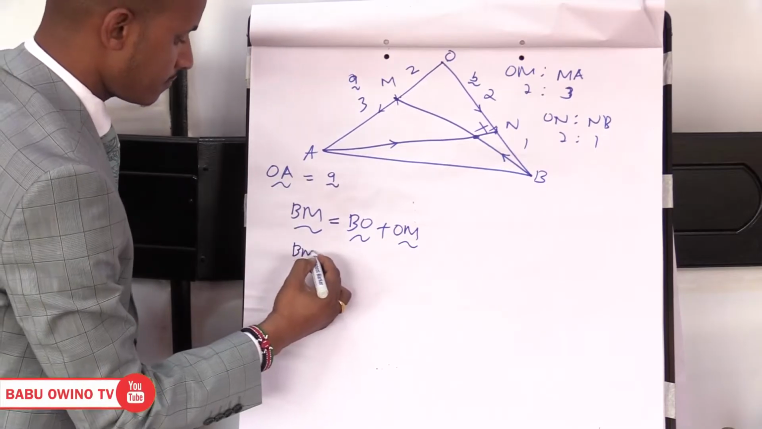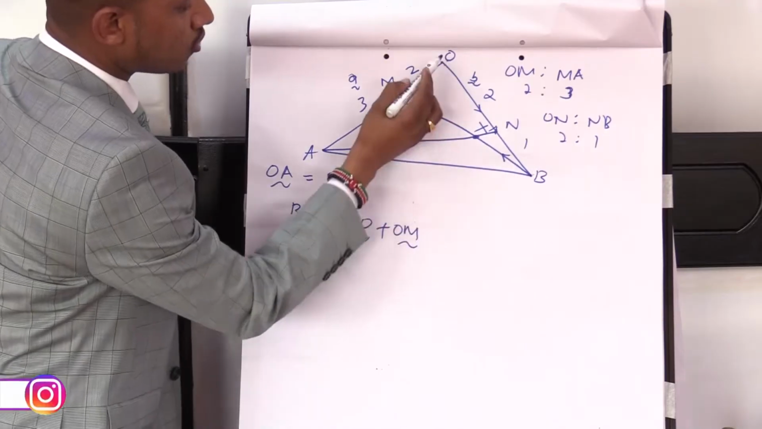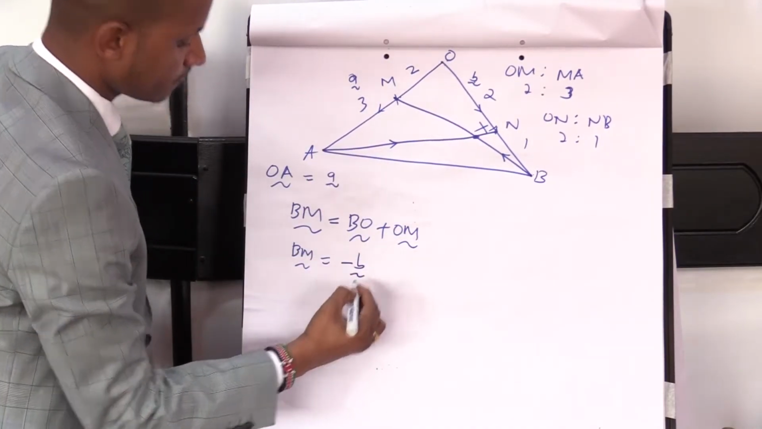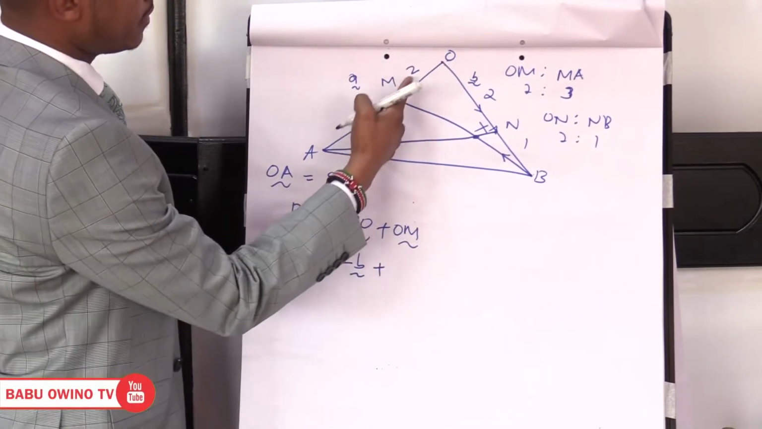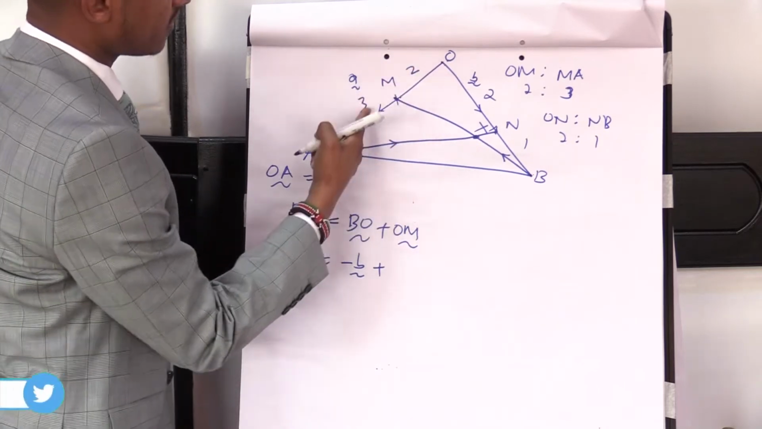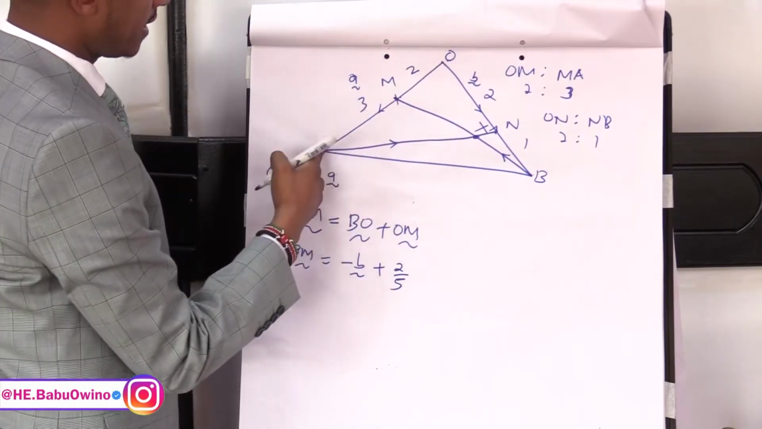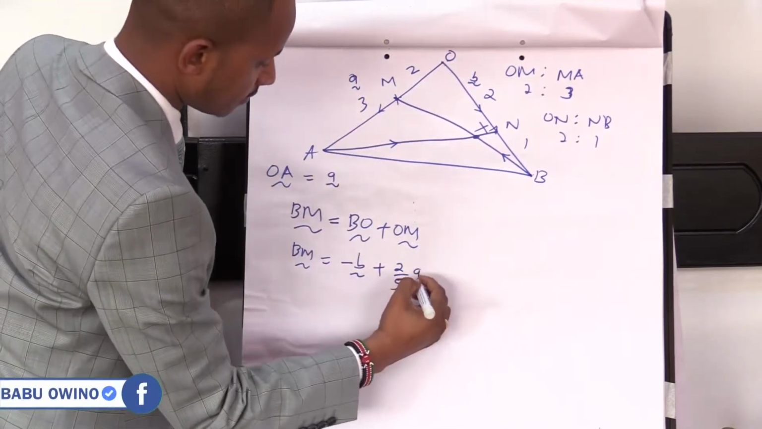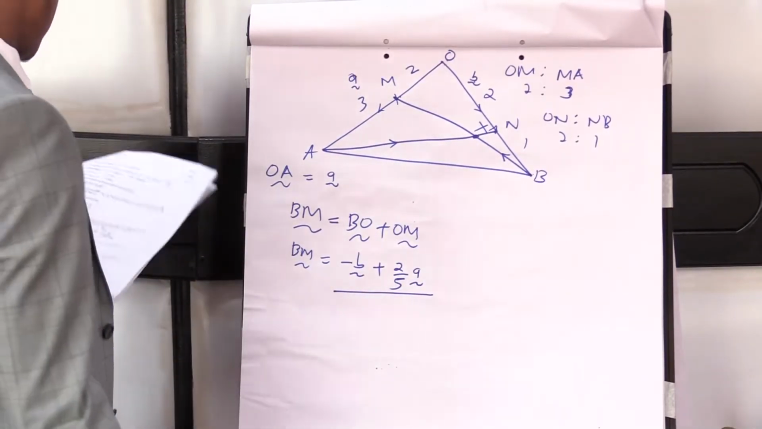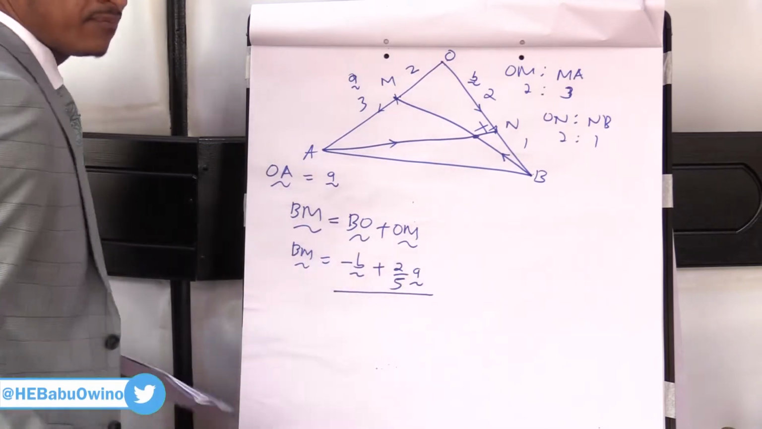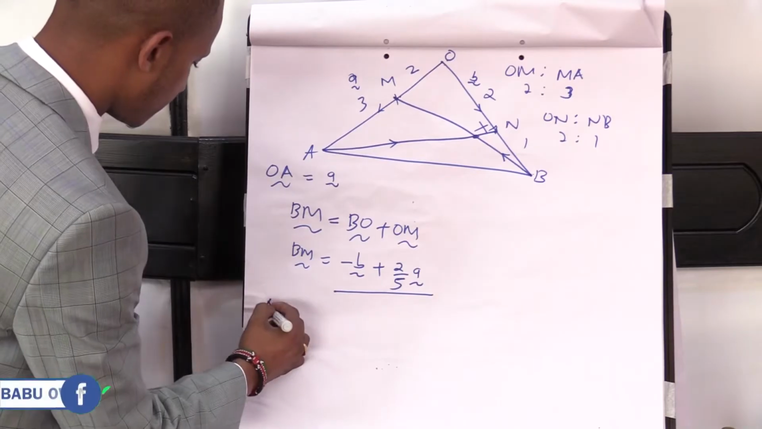So BM equals to B to O, O to B is B. B to O, you are moving the reverse, which is negative B, plus OM. OM is 2 over the total ratio, 5, of OA, but OA is A. So this is our BM. Then you are told again, find, that is the first part, and you harvest your marks. The second part is find AN.